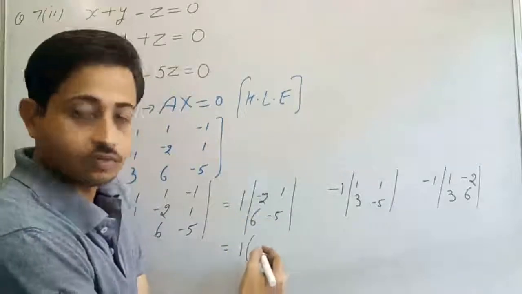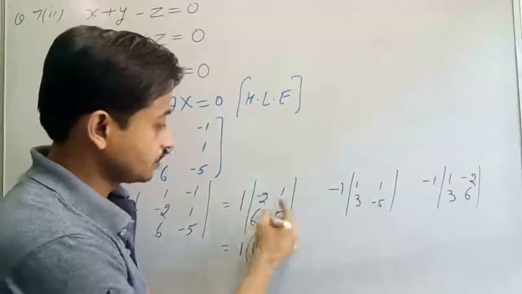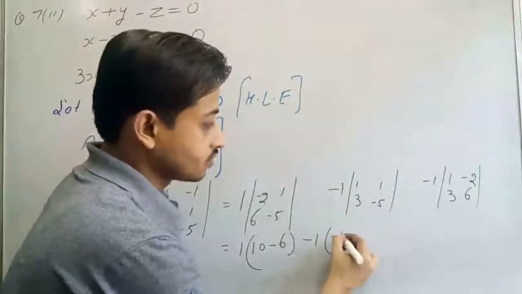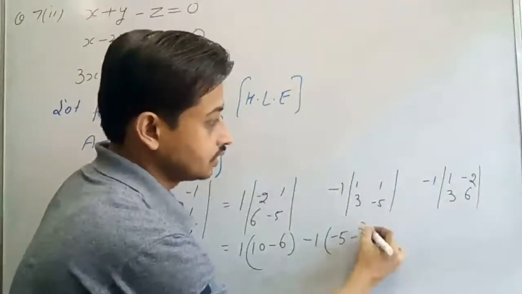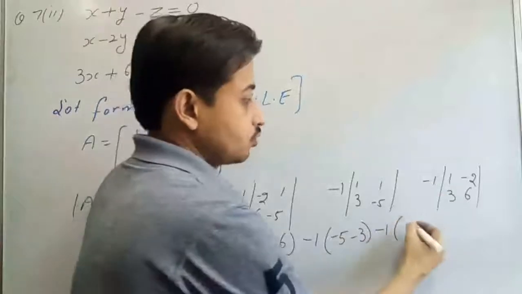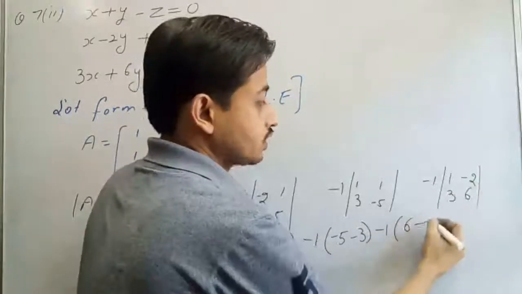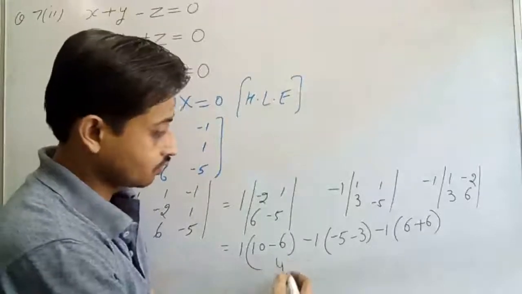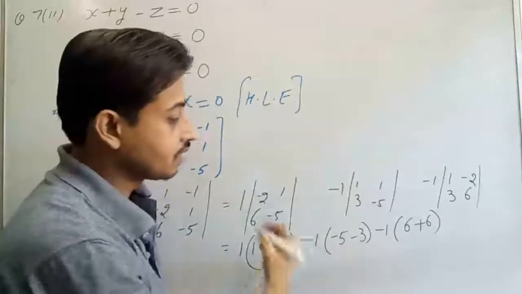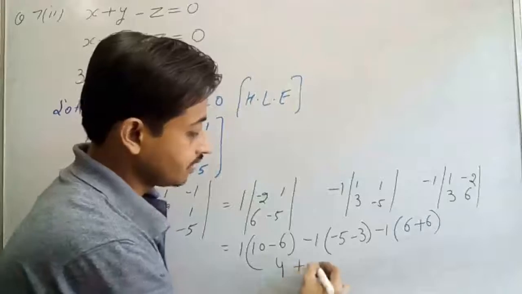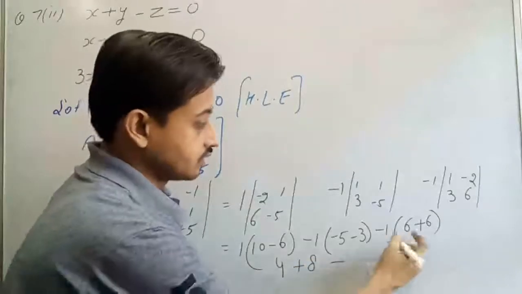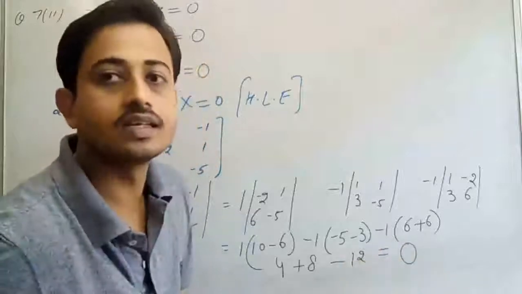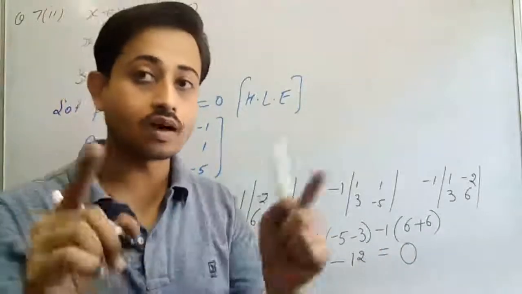Minus 2 into minus 5, 10. Minus 6 into 1, 6. Minus 1. 1 into minus 5, minus 5. Minus 3 into 1, 3. Minus 1. 1 into 6, 6. Minus 3 into minus 2, plus 6. So we get 10 minus 6, 4. Minus 3 and minus 5, minus 8 into 1, we get plus 8. 6 into 6, 12. So what do we get? We get 0. And 0 is what?